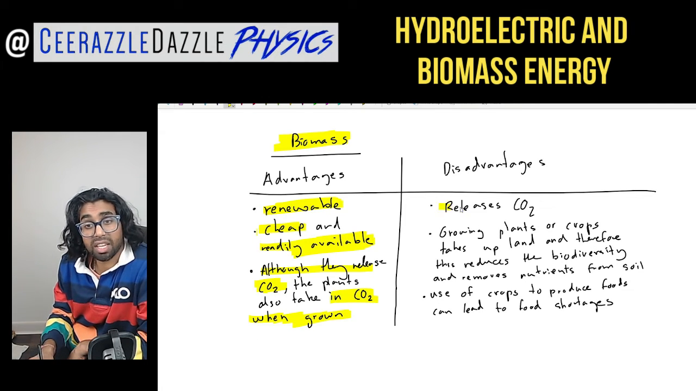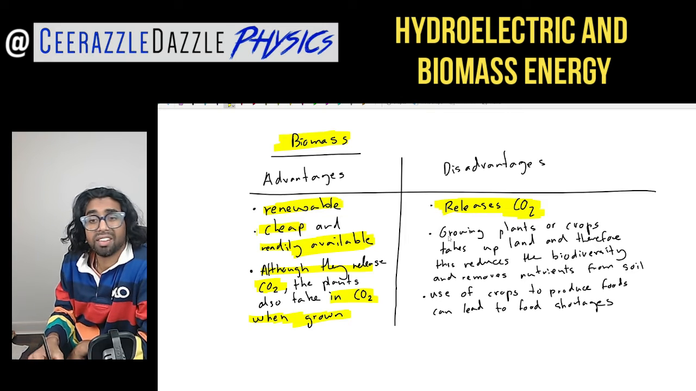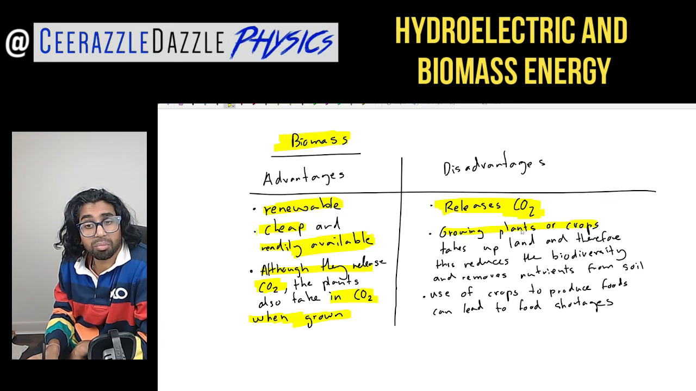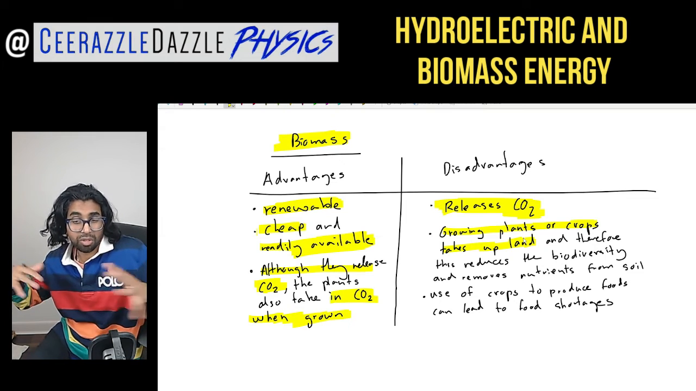Disadvantages are going to be, it's going to release CO2, so they're going to release carbon dioxide obviously when you're burning them. So it is, don't forget, it's a type of fuel. When you're burning it, it will produce carbon dioxide. Yes, maybe less than before, but you're still going to release some CO2. Growing the plants or crops takes up a lot of land, and obviously if you're planting loads of crops out there, it will take up a lot of land.